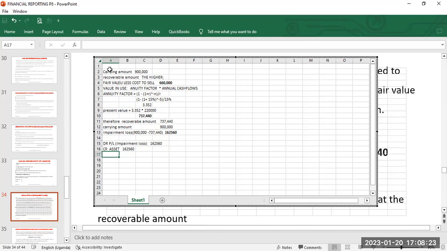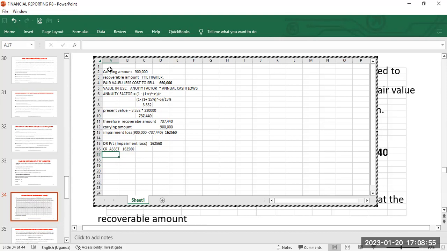So you make a comment that the asset is impaired because the carrying amount of 900,000 is higher than the recoverable amount of 737,440, giving us an impairment loss of that. You explain that, but you make sure you don't be too wordy. Explain something brief, but it can bring out the whole idea of impairment. That's basically what we can do.